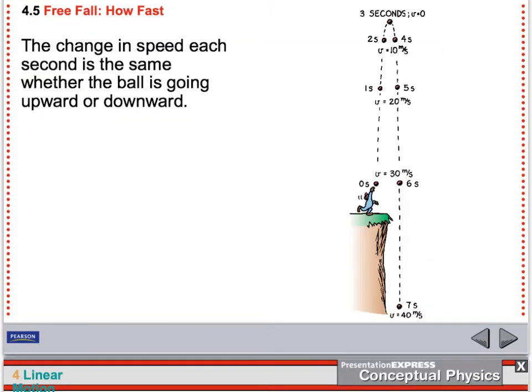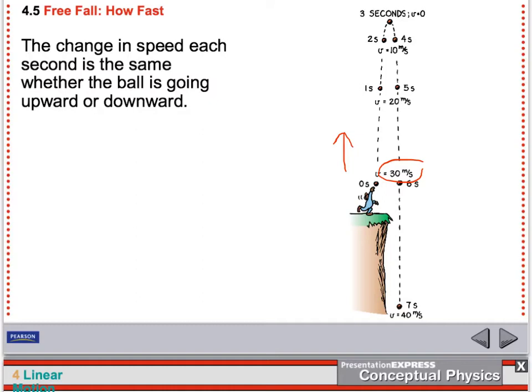Now, let's say you have something starting with a certain speed and you throw it against gravity. In this case, you can consider gravity to be negative, and you're throwing something in the positive direction. So if you start with a ball and you are throwing it at 30 meters a second up, after each second it will have lost 10 meters per second of its speed.